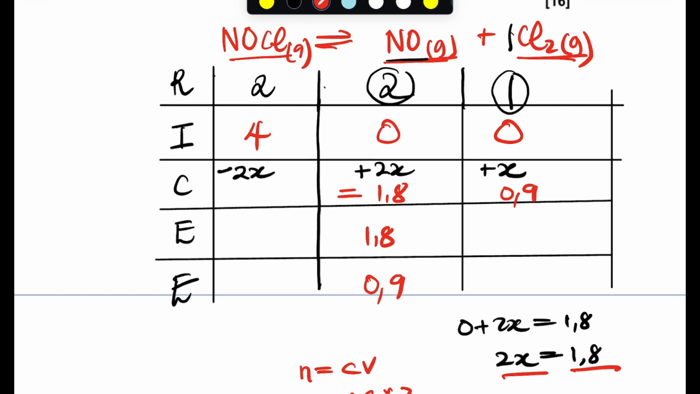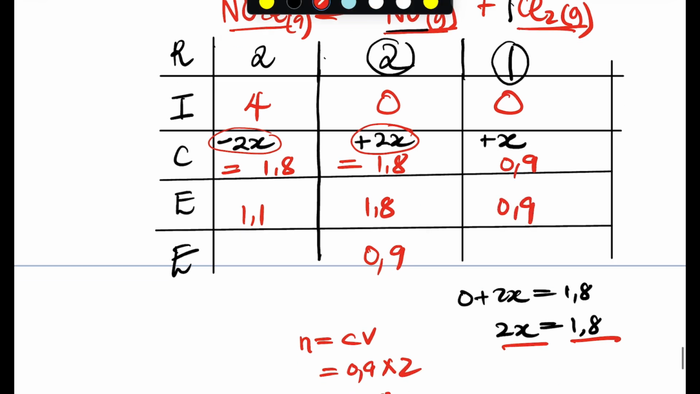So if this is 2x, this is also 2x, that means that this is also 1.8, right? So what are we going to do now? We normally say 4 minus 1.8, it's going to be 1.1. And then here it's the product, we say 0 plus 0.9, it's going to be 0.9, right? It's going to be 0.9 there.